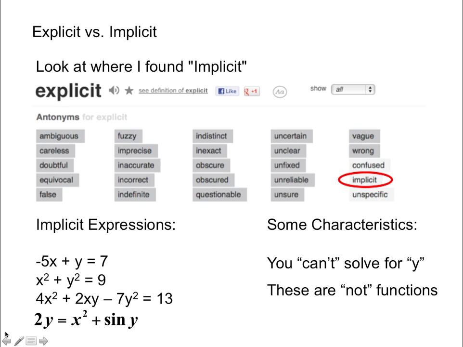So these are our implicit expressions. And the question is, how do we differentiate these? How do we do a dy dx when we can't solve for y? That's the major answer to the question of when you need implicit differentiation: when solving for y is difficult.